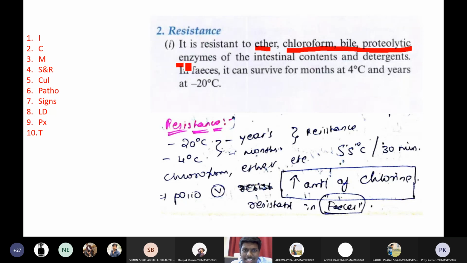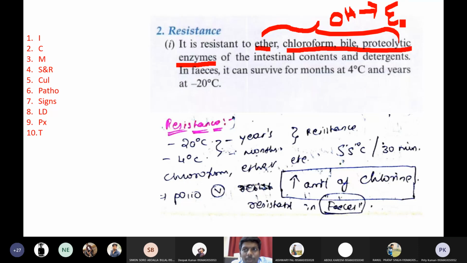Do you know the reason for ether and chloroform resistance? They are organic solvents, like alcohol, and alcohol can destroy envelopes. Does our poliovirus have an envelope? No, sir. It does not have an envelope, so this virus is resistant to alcohol. Even if you sanitize your hands, you cannot get rid of poliovirus infection. You cannot kill poliovirus with a hand sanitizer.